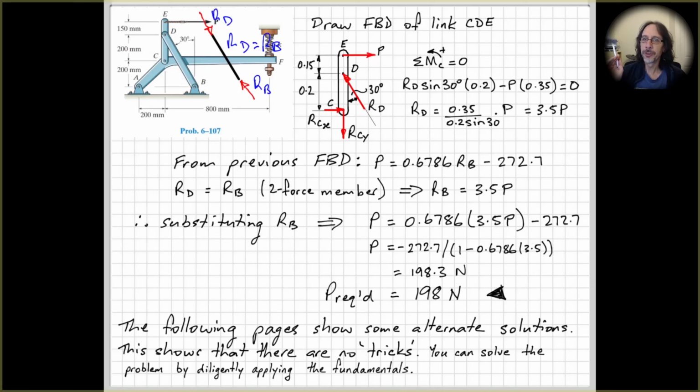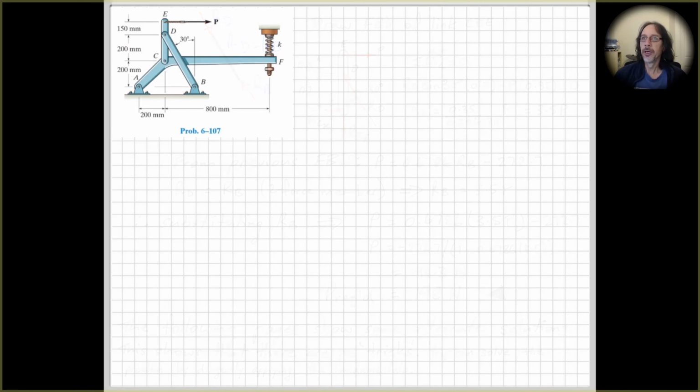If you solve the problem by diligently applying the fundamentals of rigid body mechanics and your equations of equilibrium, and obeying Newton's third law when you draw free body diagrams of components that were connected in the thing that you're analysing. In order to analyse them, you have to imagine them disconnected. When you draw the free body diagrams of those, make sure that you follow Newton's third law. All right, so let's have a look at my first alternate solution.